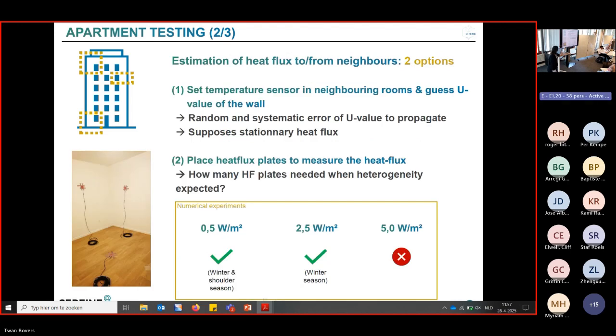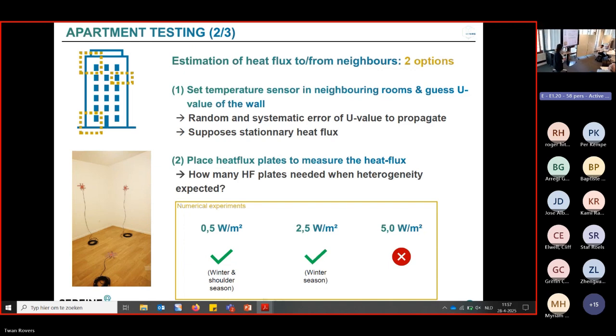When we did that, well, we still need to have an idea of how large these heat transfers are. So we assessed two options. Either we have temperature sensors in the neighboring zones, and then we have to propose a U value for that, because you can't always measure it. Or we place heat flux plates in the apartments that we're measuring.